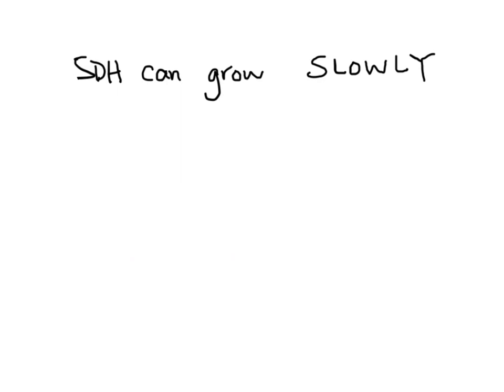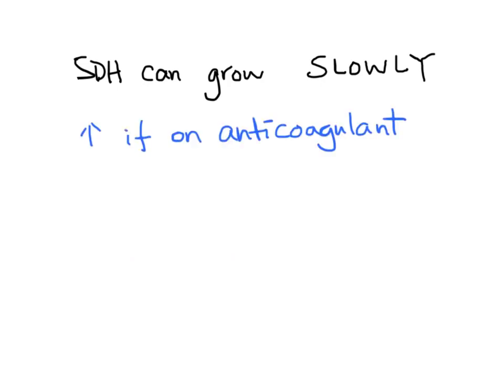Since the bleeding is venous, it is low pressure in nature. Therefore, subdural hematoma can grow slowly. Patients who are on anticoagulants will be more susceptible to developing subdural hematomas. There are various presentations of subdural hematomas.